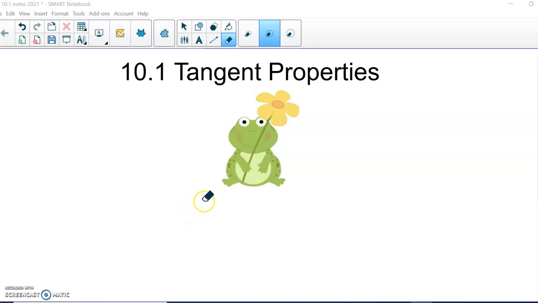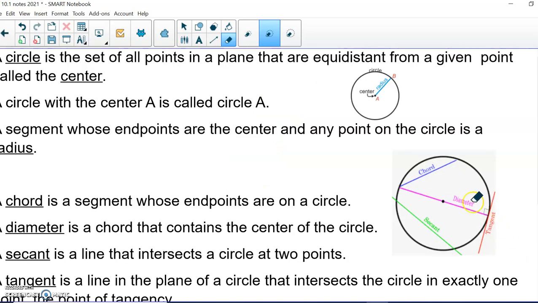This is Honors Geometry, Lesson 10.1, Tangent Properties. As an introduction to the circle unit, let's just go over some of the circle vocabulary. I'm sure you've had this before, but it'll be a quick review for you.